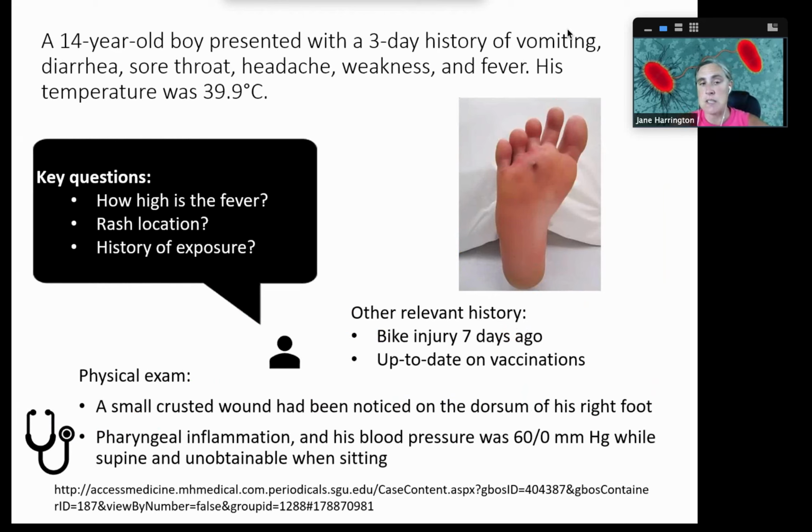We see a small crusted wound had been noticed on the dorsum of his right foot. So that, I'm just going to go ahead and prompt you guys. That's the initial entry point. We see pharyngeal inflammation, and we see blood pressure is very, very low. So we're talking about hypotensive.